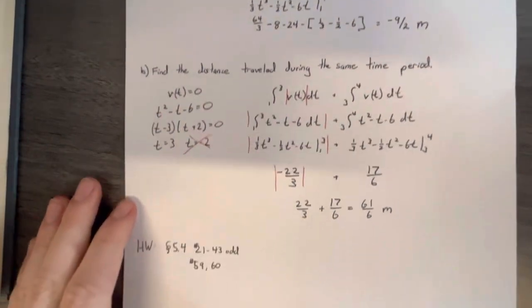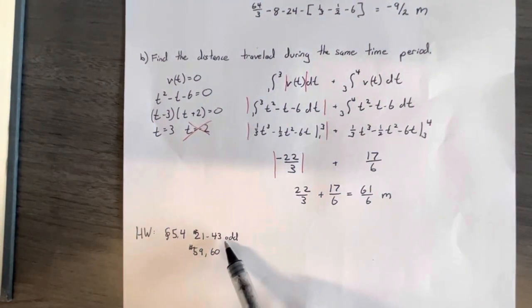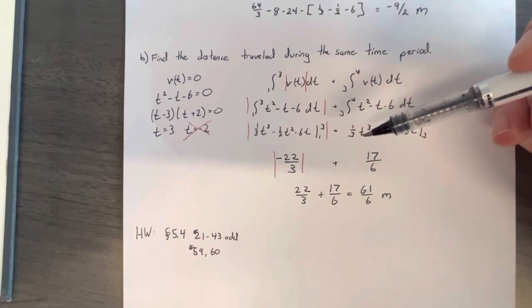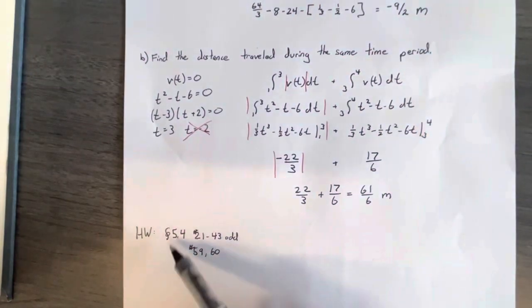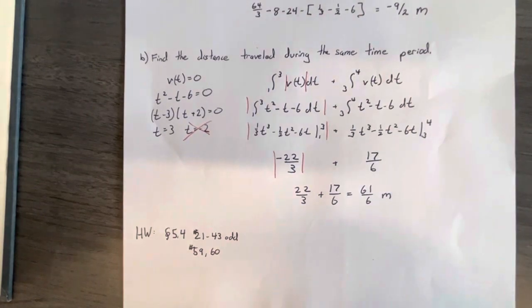Okay. Homework that we're going to be looking at tomorrow. We're in 5.4. 21 to 43 are a bunch of definite integrals. 59 and 60 are some application ones like this. This may be too much, but I gave us just odds to look at. So start looking at maybe 1 or 2 of these, make sure we're getting the gist of it, and I'll see everyone tomorrow.